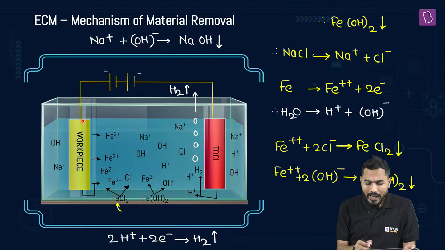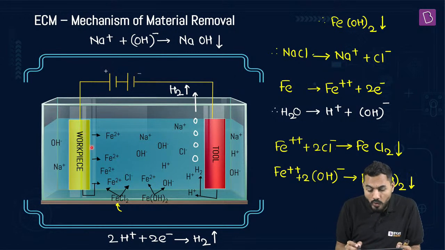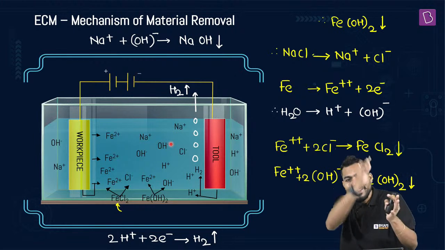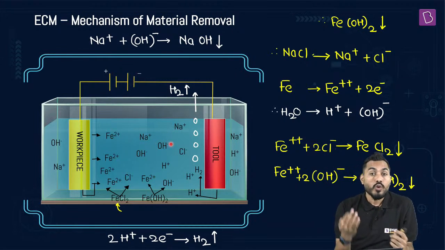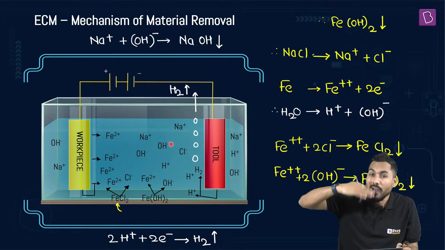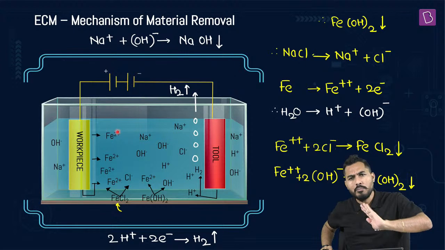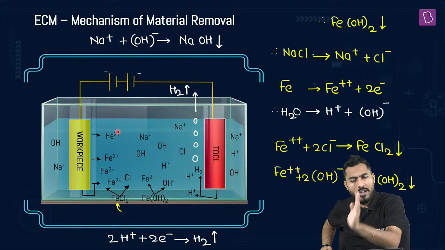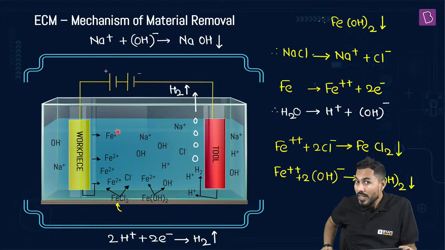What is the material removal rate mechanism? Ion depleting, ion dissolution. So from this workpiece, if more and more Fe++ ions are depleting, that means my material removal rate will naturally be more. So if I want a higher MRR, more ions have to be depleted. In simple terms, if more ions are depleting, the material removal rate is higher. If fewer ions are depleting, the material removal rate will be less.